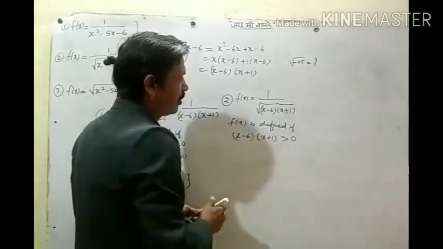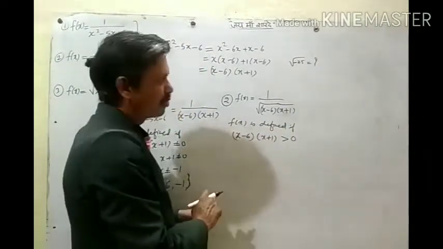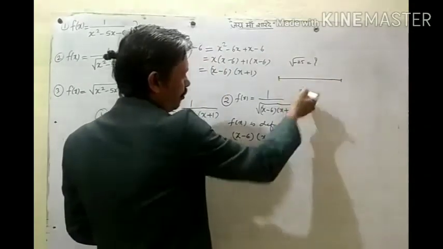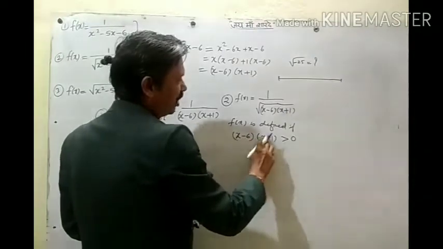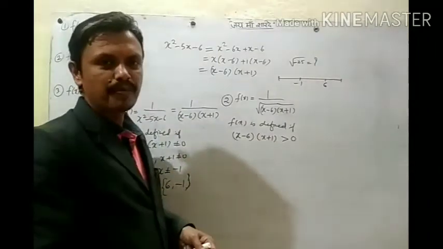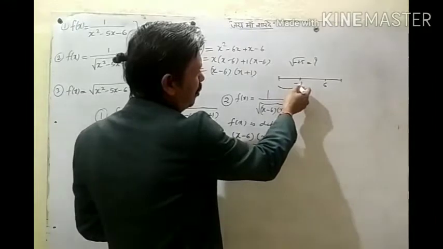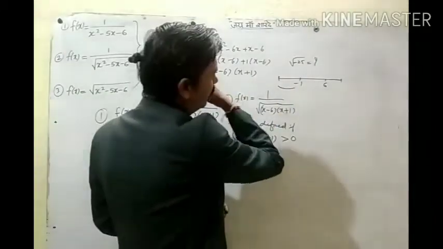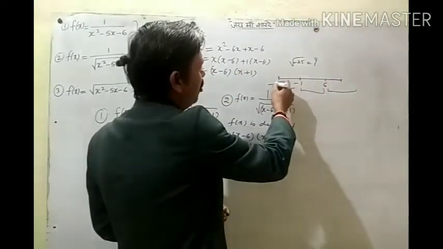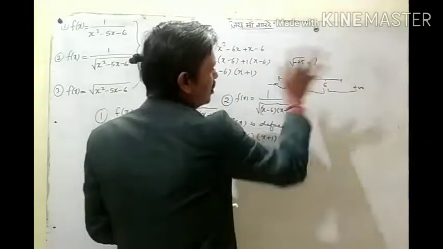For that, simply put this equal to 0. Then we get x equal to 6 and x equal to -1. So we make one number line and plot these numbers in the order -1 and 6. Okay? Now we have three intervals: from negative infinity to -1, then -1 to 6, and 6 to positive infinity. So we have three parts of this number line.